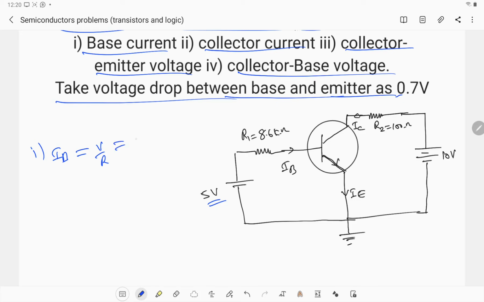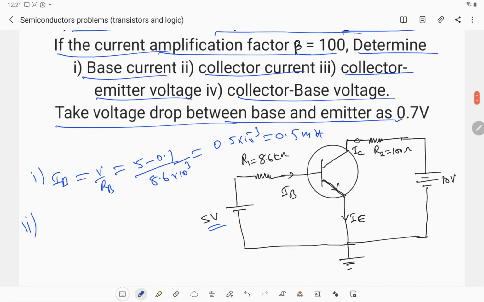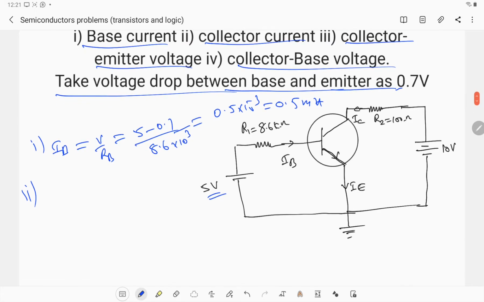Therefore, it becomes 5 minus 0.7 by RB. RB is given as 8.6 kilo ohms, this is 10 cube. Therefore, the final answer is 0.5 into 10 to the power of minus 3, which becomes 0.5 milliamperes.